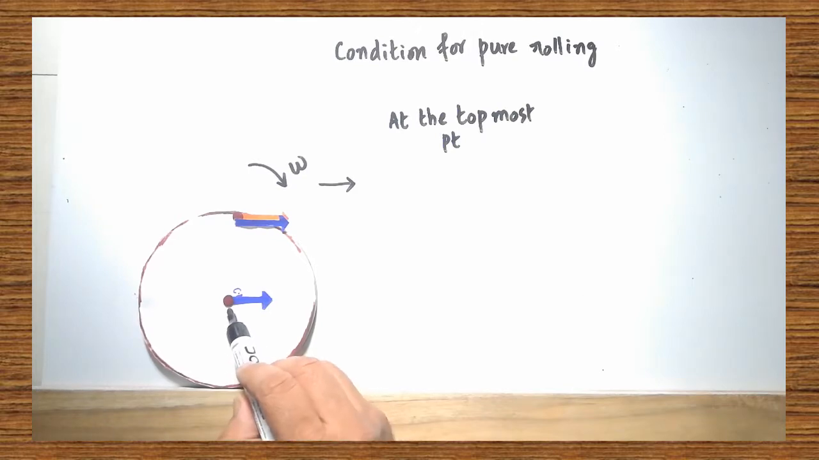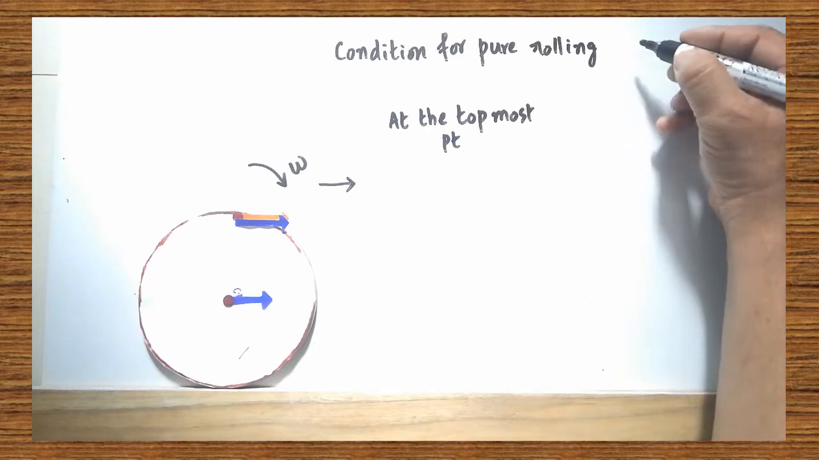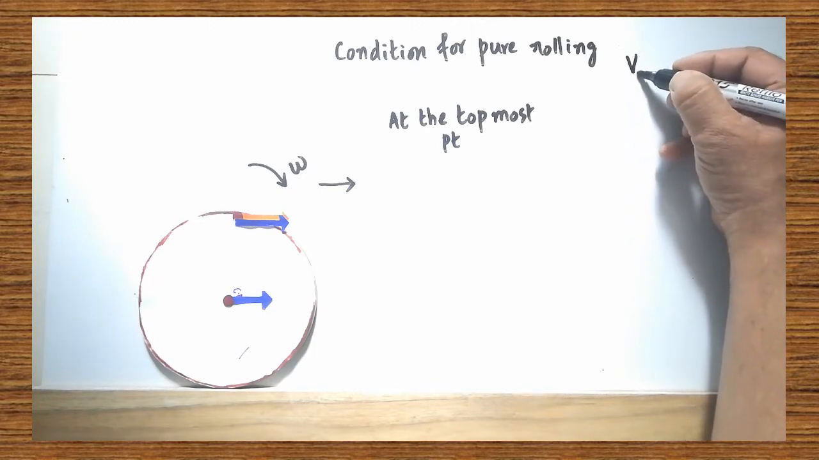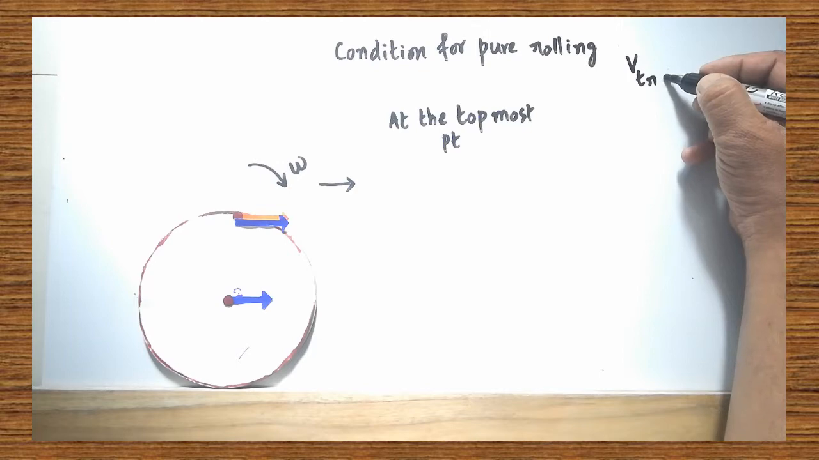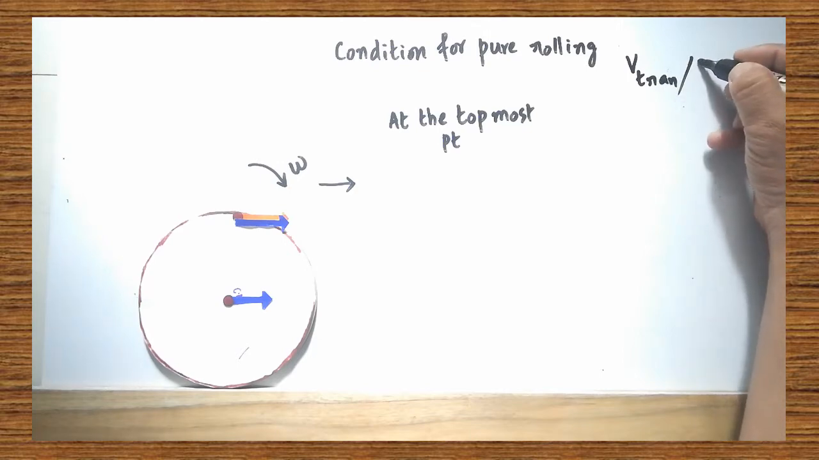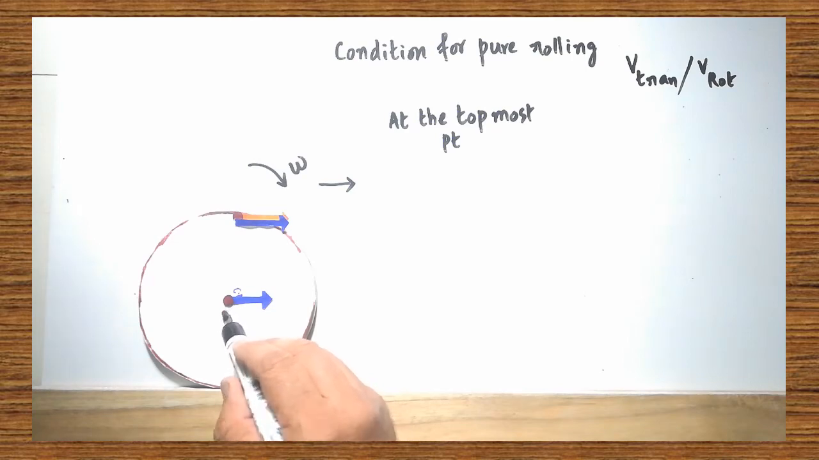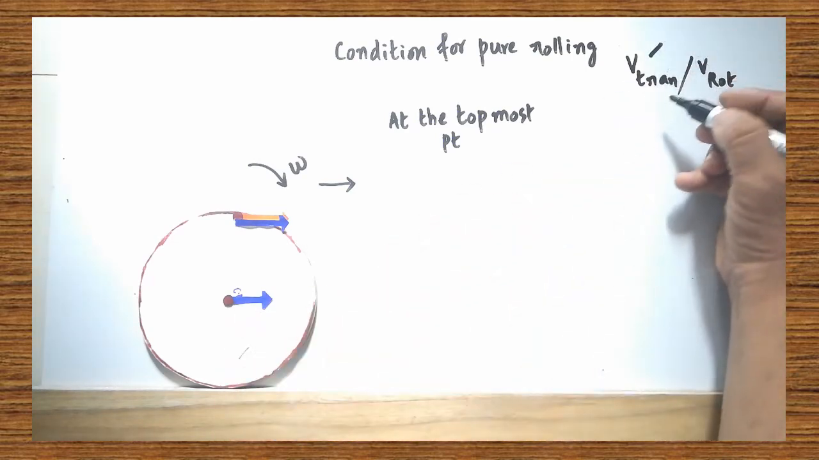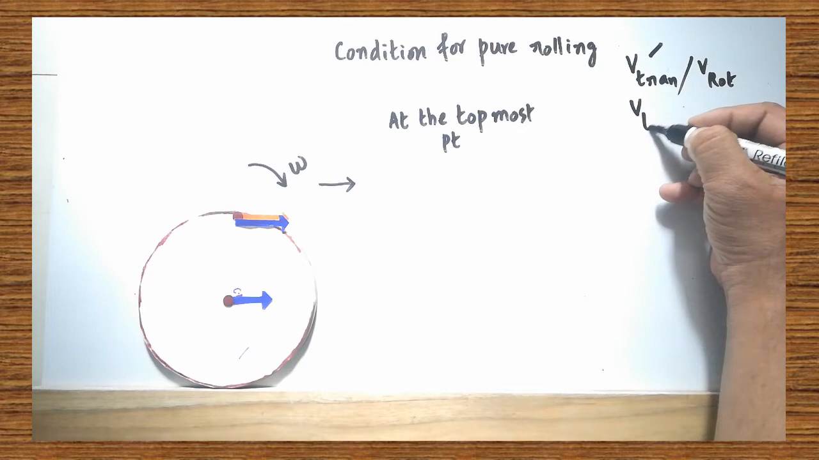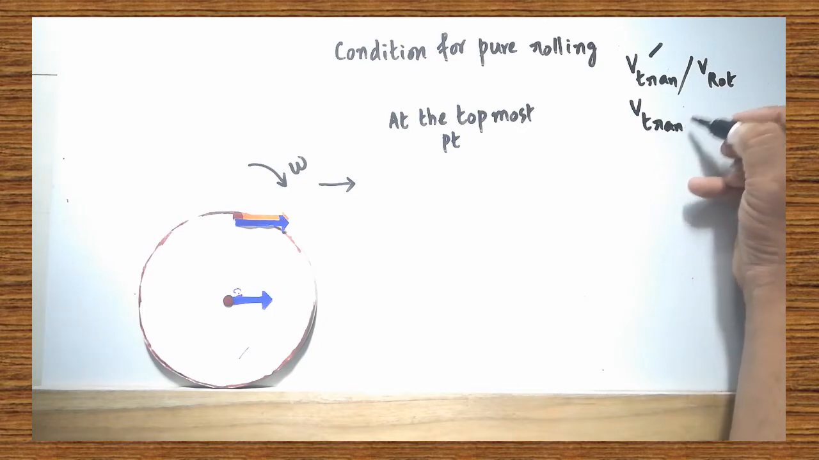Here this is the center of mass. In the center of mass, the translational velocity alone acts. For this center of mass, there is no rotational velocity. Already we have learnt that there are two kinds of velocities for every point. One is called translational velocity and another one is called rotational velocity. For this center of mass point, translational velocity alone is there, that V translational will be equal to VCM.